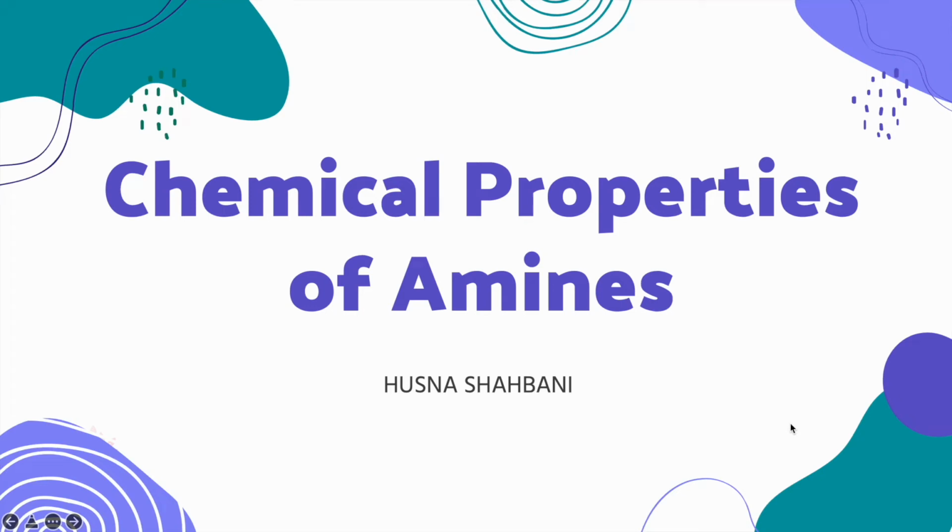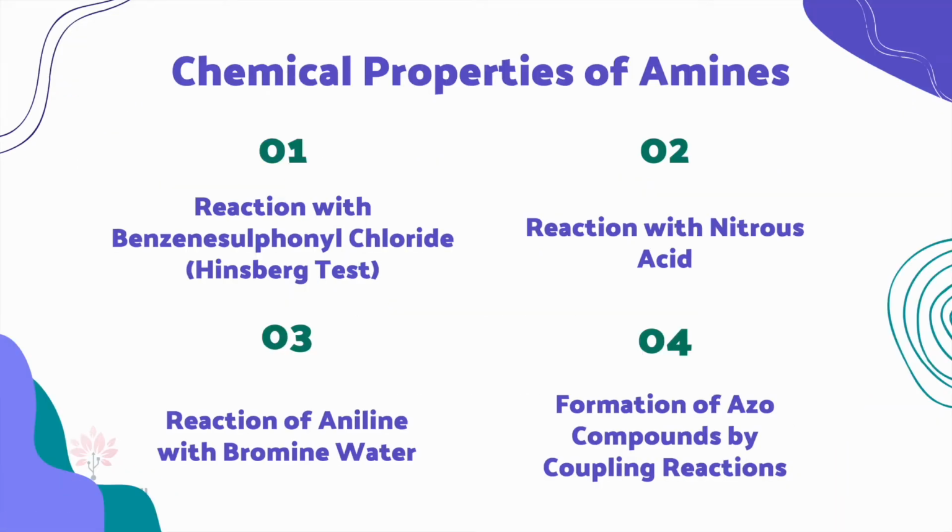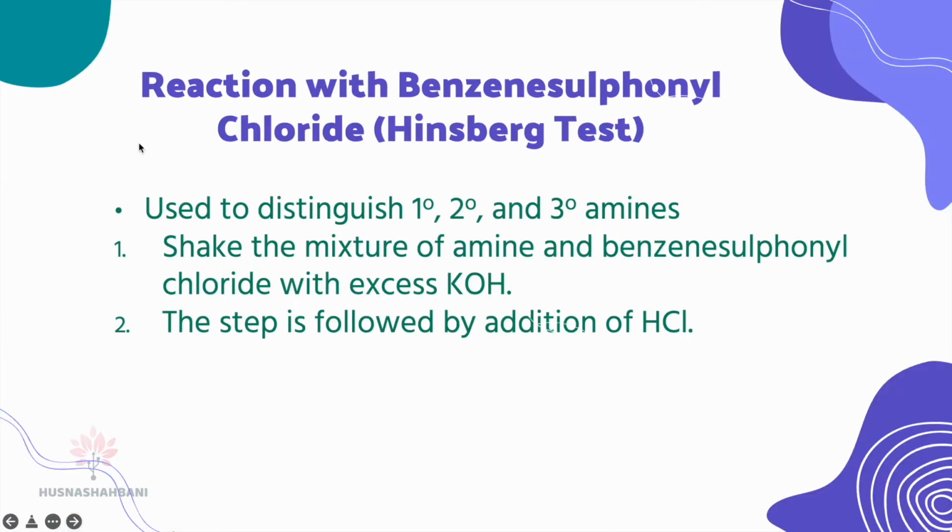Chemical properties of amines. There are 4 chemical properties of amine. The first one is reaction with Benzenesulphonyl Chloride, or you can call it Hinsberg Test. Next is reaction with nitrous acid, followed by reaction of aniline with bromine water and formation of azo compounds by coupling reactions. In reaction with Benzenesulphonyl Chloride, or Hinsberg Test, we use it to distinguish primary, secondary, and tertiary amines.